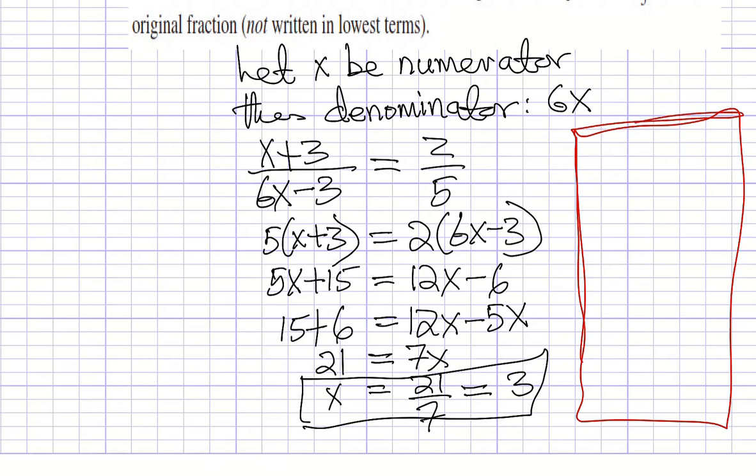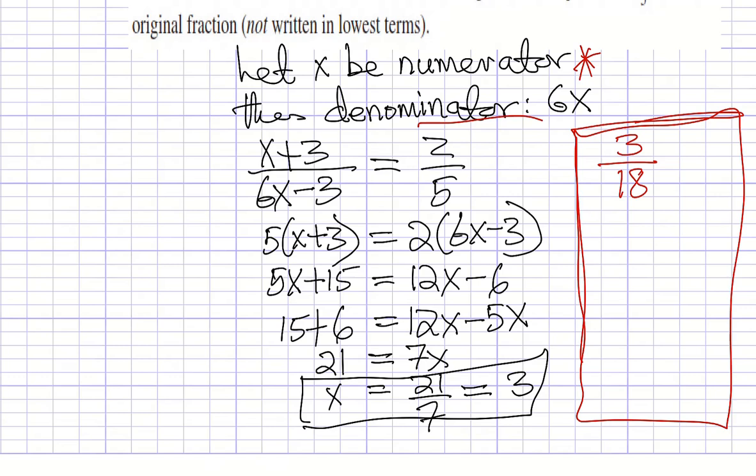So, what is the fraction they're looking for? Let's go back. They said this is the numerator right here. The numerator is x. What is x? x is 3. The denominator is 6x. That's 18. Right?